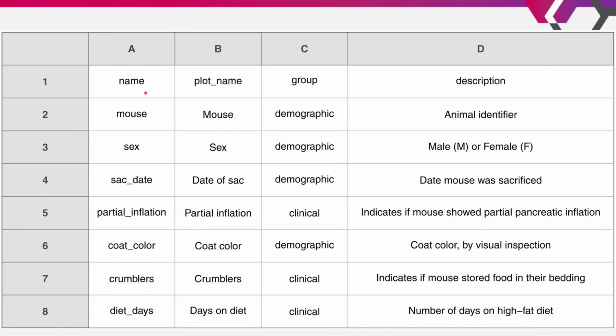Another example here is where we have a description of what's present. The name is going to be a species. We have the plot name as mouse. The group is demographic and so on. So we've got these different labels on the left, and the detailed description on the right. For example, the sex is going to be male or female in this case. We have coat color, which comes from visual inspection. The crumblers depends on whether the mouse has stored food in their bedding, and so on.